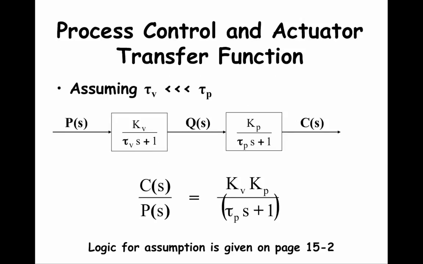So if we assume tau V, the time constant of the actuator, is much smaller than the time constant of the process, tau P, we can combine and simplify the two elements and use one transfer function that relates the process output, CS, to the controller output, PS. For more details, see page 15-2 of the course packet.